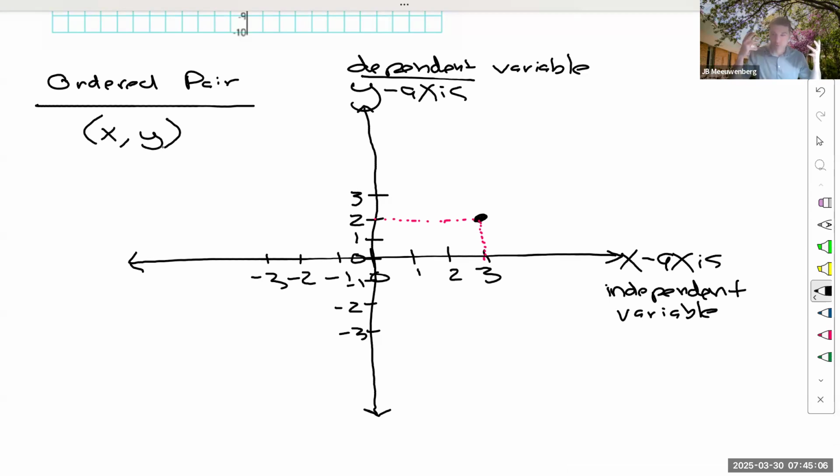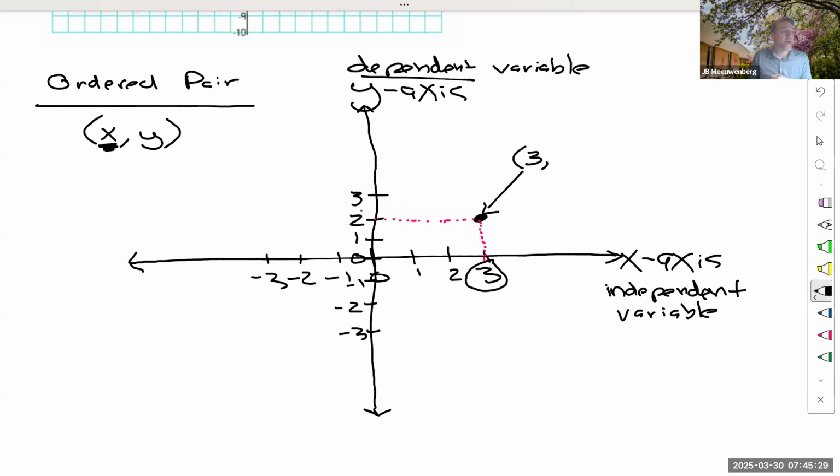The parentheses are just part of the notation for an ordered pair, and they tell us the coordinates of this point, whatever point we're trying to identify. And so when we follow that point straight down to the x-axis and see it lines up with the number 3, that is the first number in our ordered pair. So we would put 3.